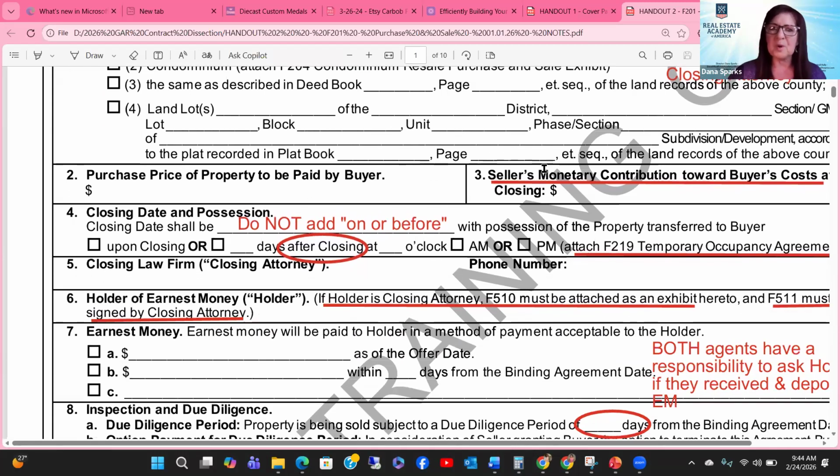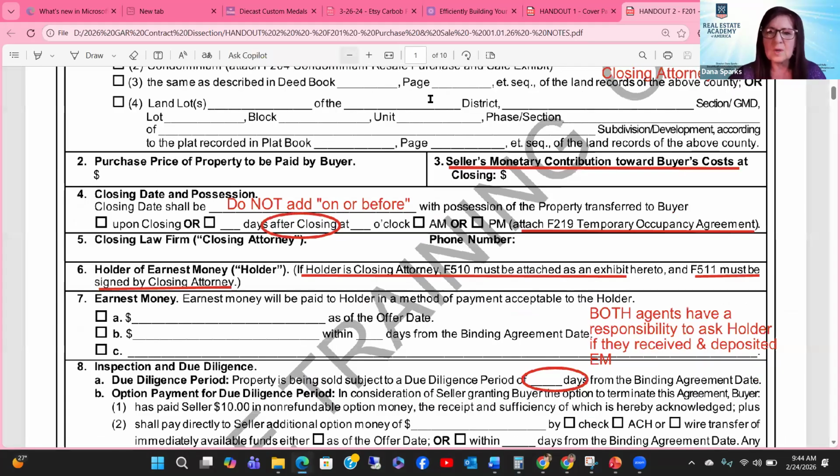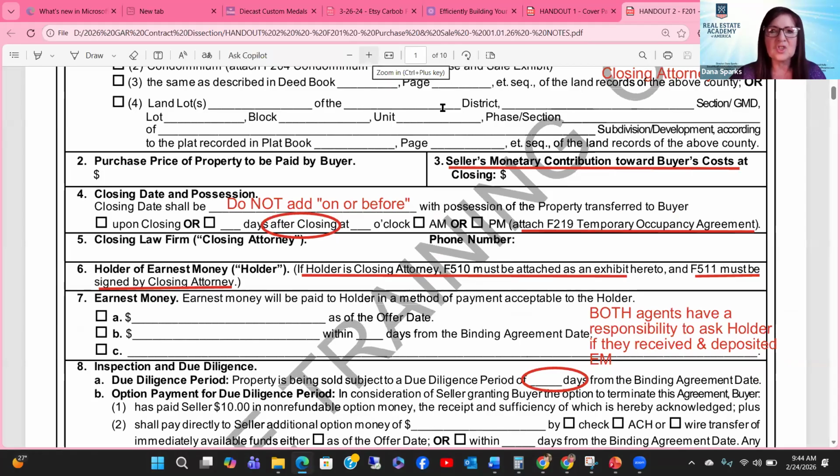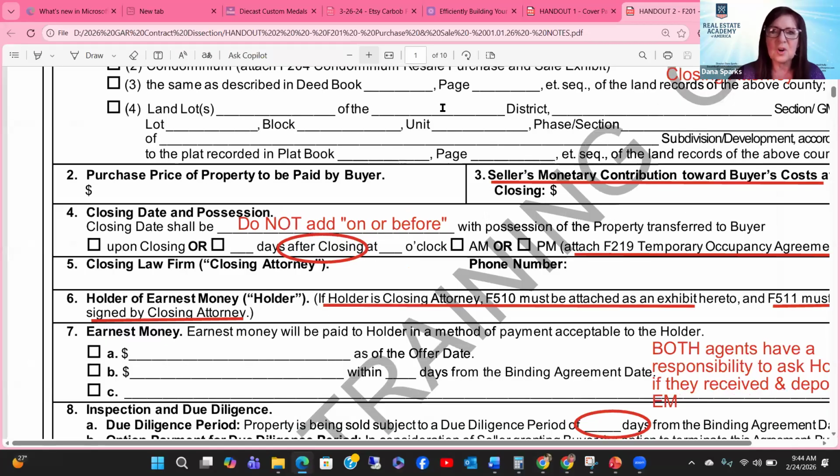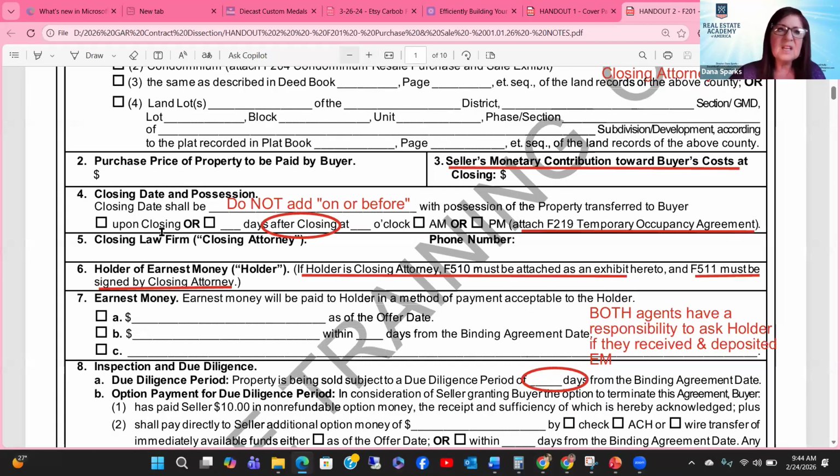And then you fill in the purchase price, and the seller's monetary contribution towards the buyer's closing costs at closing. That used to be called just closing costs, but it's anything to offset a buyer's cash to close, as long as the lender approves it.